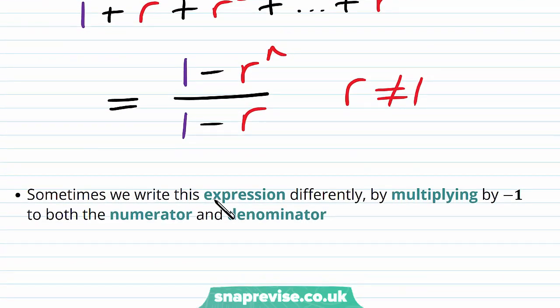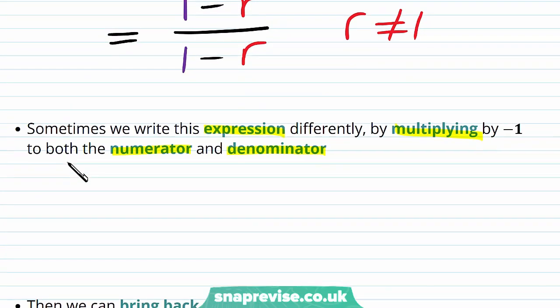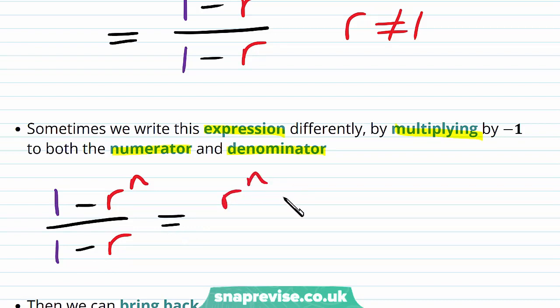Now sometimes we write this expression differently, by multiplying by minus 1 both the numerator and the denominator. We have that our expression 1 minus r to the power of n divided by 1 minus r, if we multiply both top and bottom by minus 1, it just flips around both the top and the bottom, and so we get an r to the n minus 1 on the top and an r minus 1 on the denominator. Now, which expression we use in which context depends on the value of r.